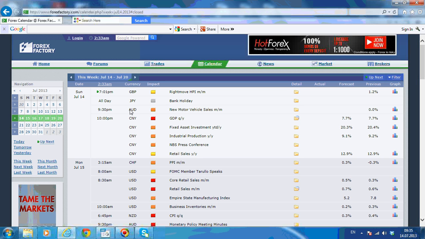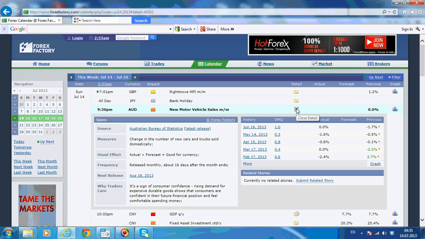In Australia we'll have the new motor vehicle sales, and we'll look at the details. That means the change in the number of new cars and trucks sold domestically. You might ask, why is this important? Well, it is important because the number of cars sold reflects consumer power and spending power, and this is highly likely to influence the further more important GDP data and so on.